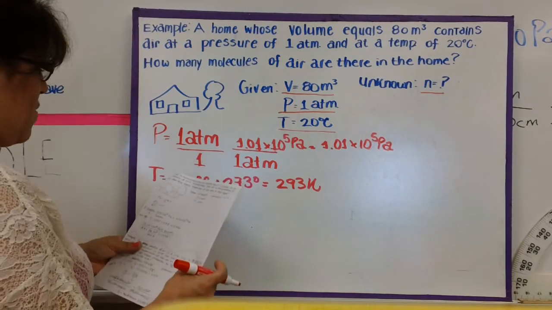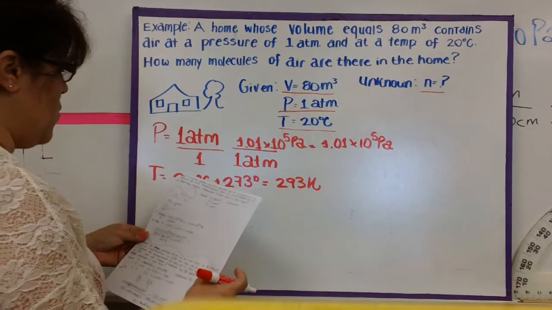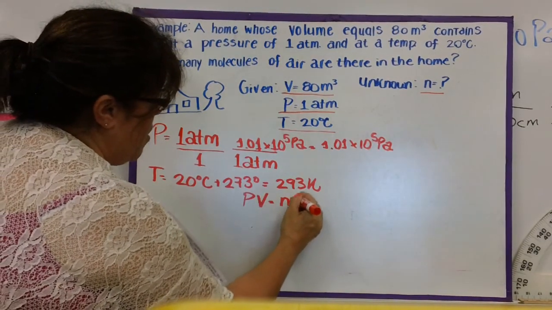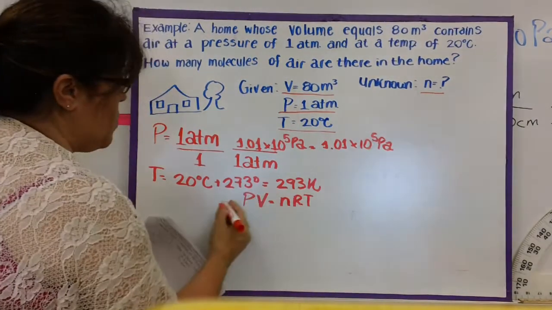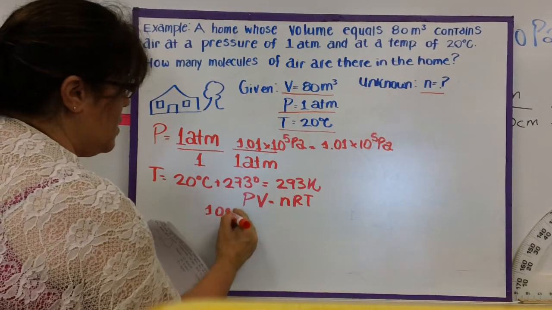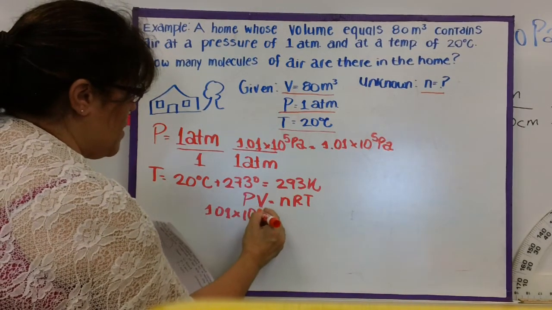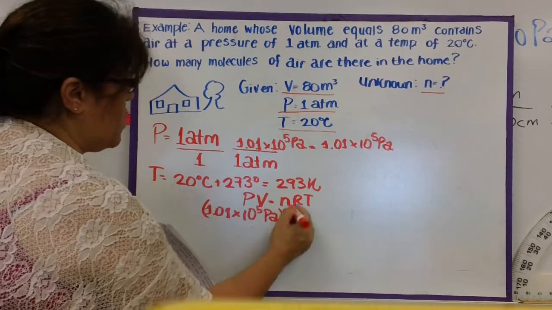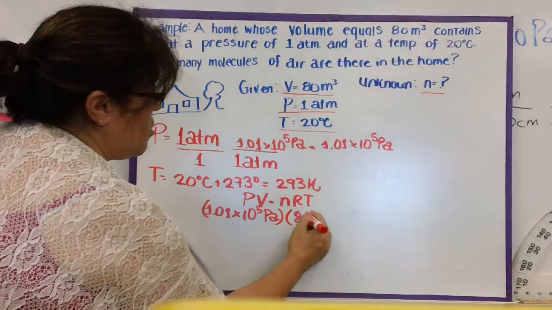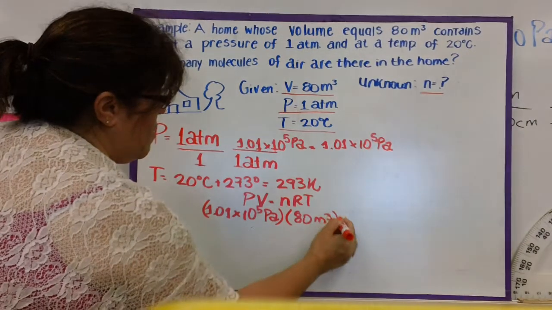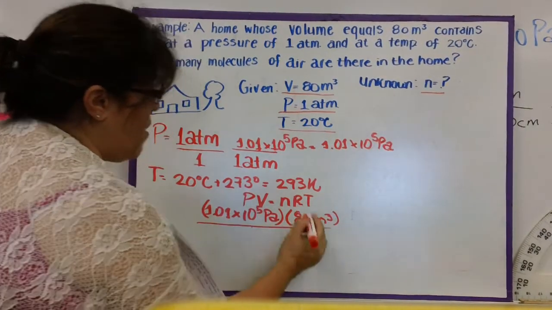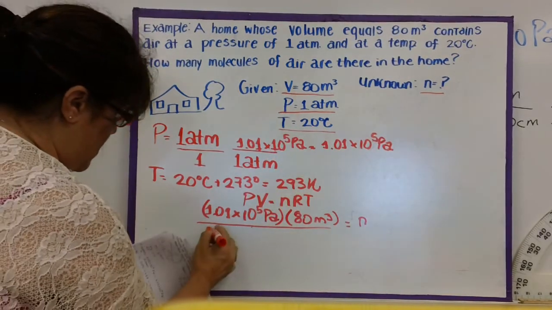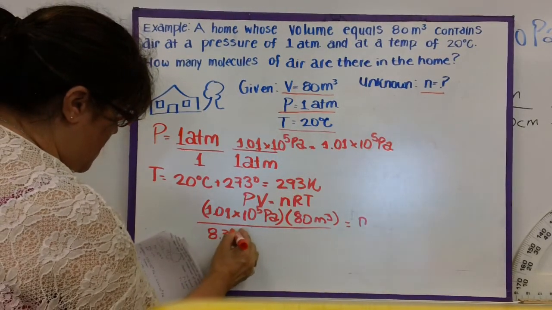Okay, knowing all this, we can go into our equation. We know that PV equals nRT. We know the pressure is 1.01 times 10 to the 5th Pascal. Our volume is already in the correct units. It's 80 meters cubed. We're going to divide by RT. R is just a constant, 8.31.